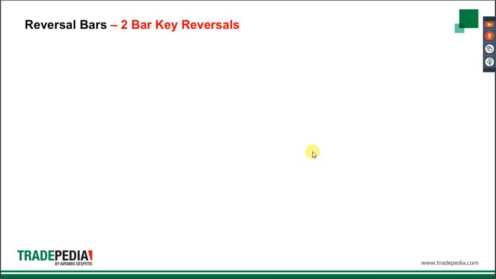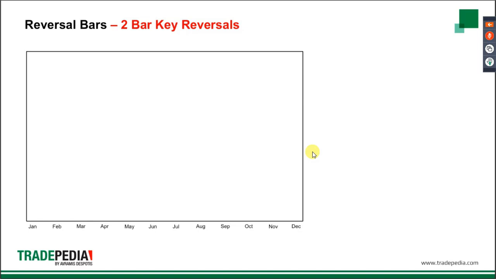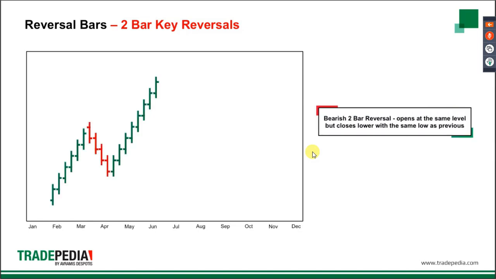We have key reversal bars, so two-bar key reversals. We have a bearish 2-bar key reversal. Again, this occurs at the market top and it's recognized with prices opening at the same level as yesterday, but closing lower with the same low as the previous bar. For example, like this. The psychology behind this is that prices fail to make a new high.